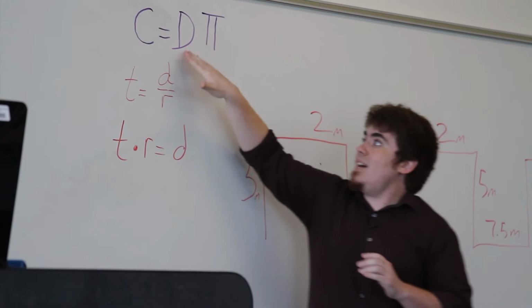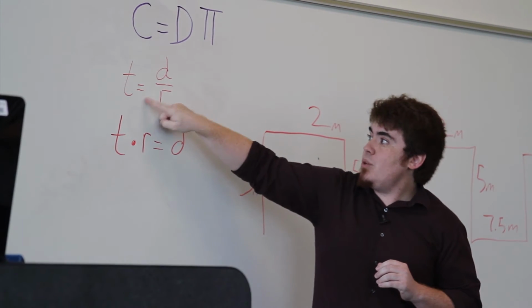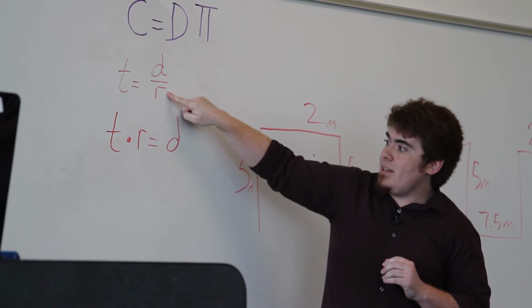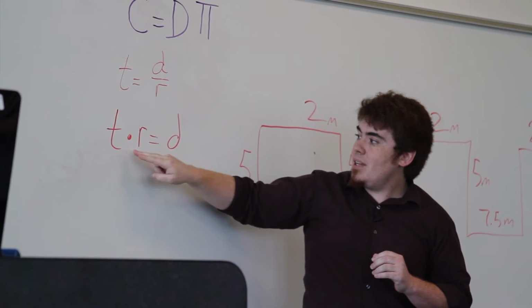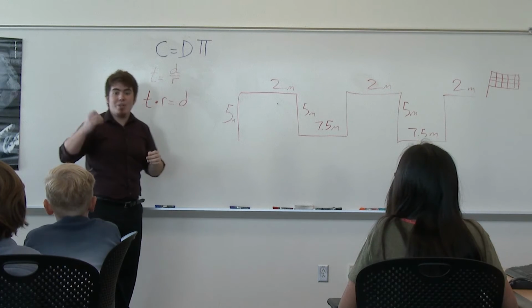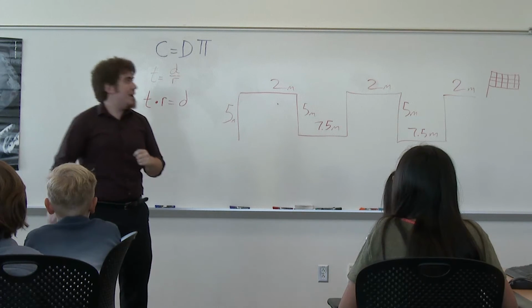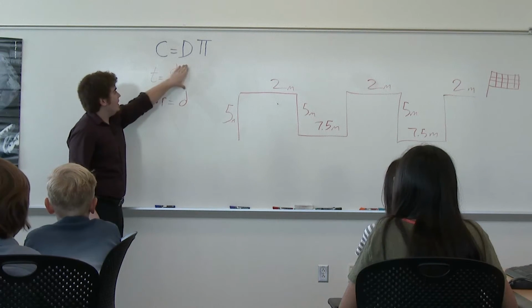Circumference is equal to diameter times pi. Time is equal to distance divided by rate. And time times rate is equal to the distance. Those are things that you're going to need to know because they're going to throw you some curveballs, okay? They may not give you the information in this format.